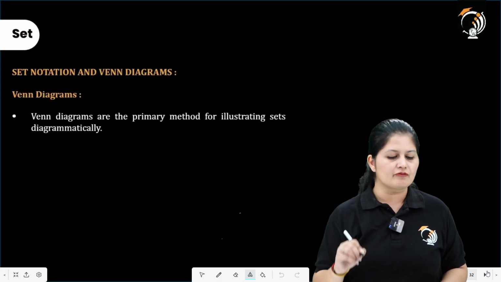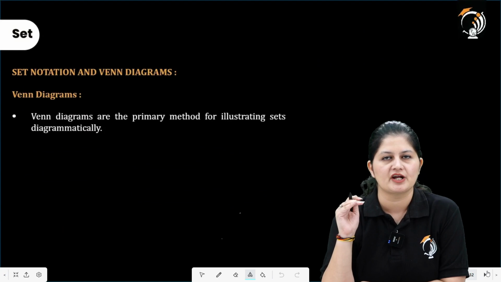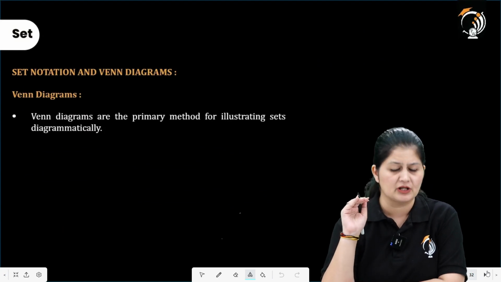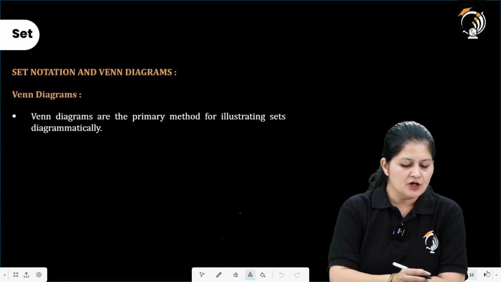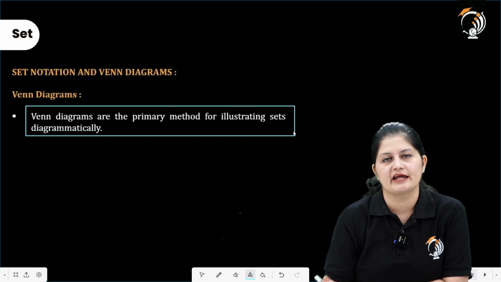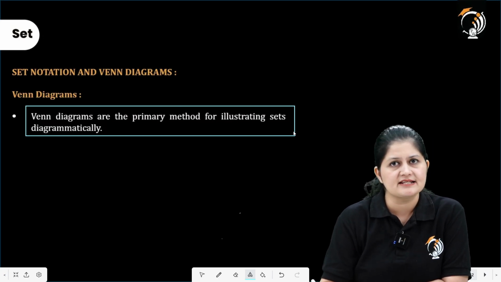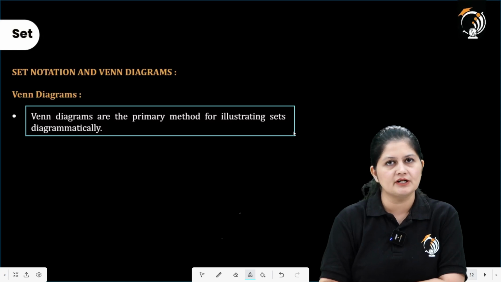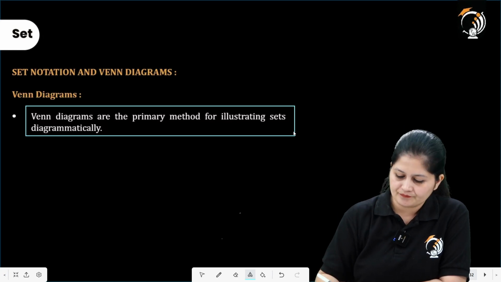Now moving forward, let's understand about set notation and Venn diagrams. What are set notations? What are Venn diagrams? Venn diagrams are the primary method for illustrating sets diagrammatically. Whenever we need to represent sets using diagrams, we use Venn diagrams.